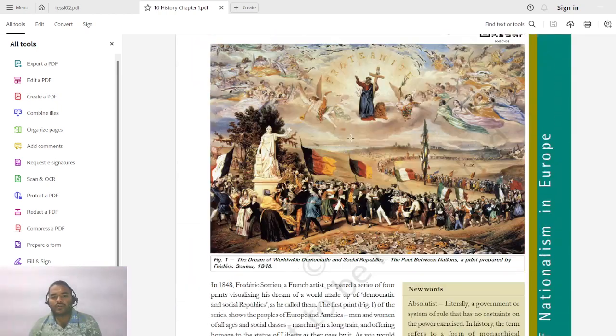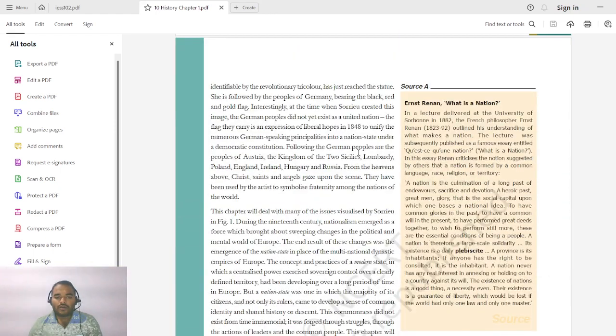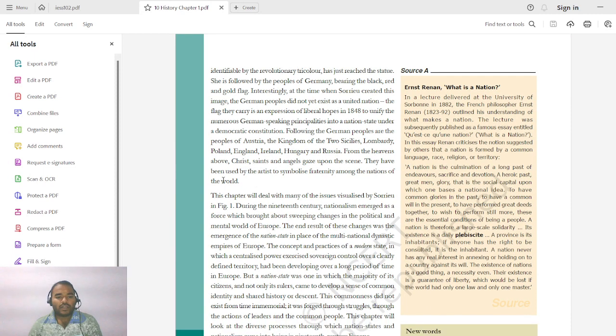If I again go to the figure, you can see that from the sky we see Christ and other gods and goddesses who are looking towards these people. They are feeling good and happy for the people, because now, instead of monarchy, they will be under the rule of a republic, that is democracy, and they will be enjoying democratic powers. They have been used by the artist to symbolize fraternity among the nations of the world.